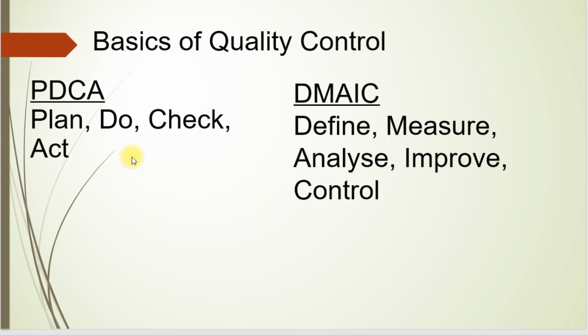PDCA, or the Plan, Do, Check, Act cycle, is an invention of Deming, also called the Shewhart cycle, and is a product of statistical quality control. PDCA is also considered the basis of the Toyota Production System, or TPS, and it is also the foundation of Kurt Lewin's force field analysis, where he explains the fundamentals of unfreezing, changing and refreezing, a concept well known in the field of organizational change.